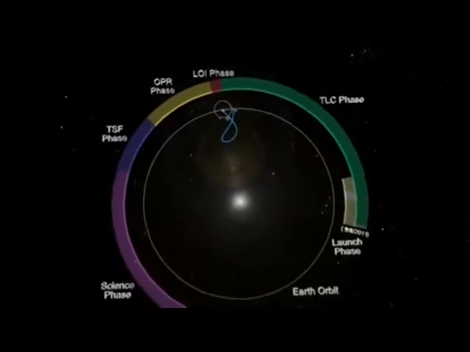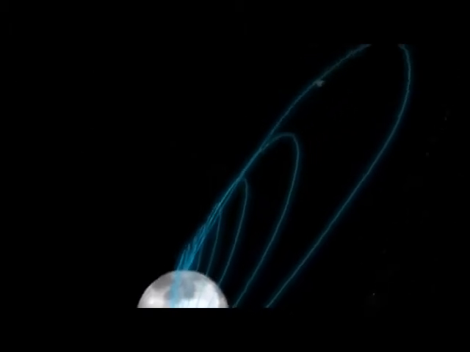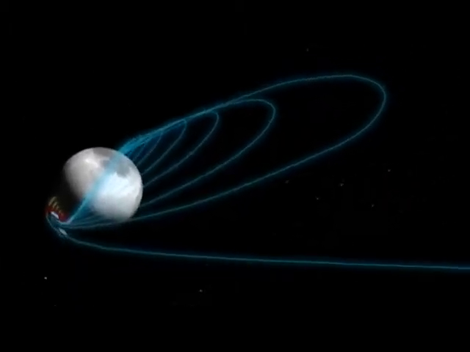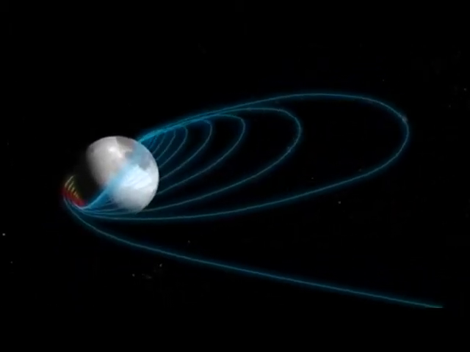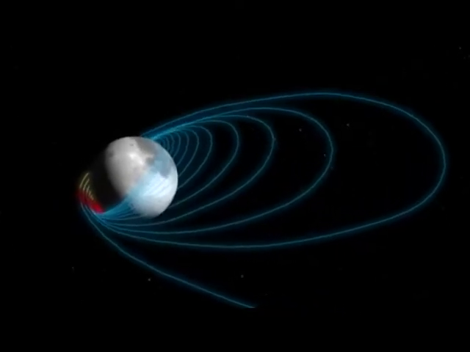And regardless of when we launch, we're going to have a constant arrival date. So GRAIL A will arrive on New Year's Eve of 2011 and GRAIL B will arrive on New Year's Day of 2012. Each spacecraft will have to execute a critical 38-minute lunar orbit insertion burn to slide into lunar orbit.